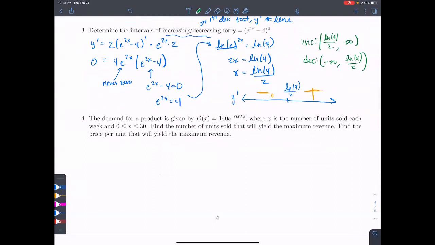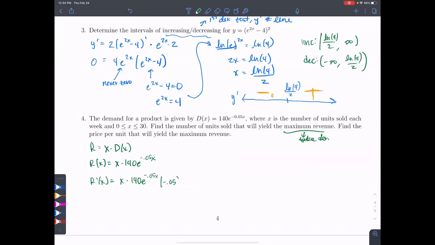So revenue is going to be x times d of x. So we're looking at x times 140 e to the negative 0.05 x. We're trying to maximize revenue, so we want to take a derivative. So we have first function times the derivative of the second, so 140 e to the negative 0.05 x times negative 0.05, plus the second times the derivative of the first.